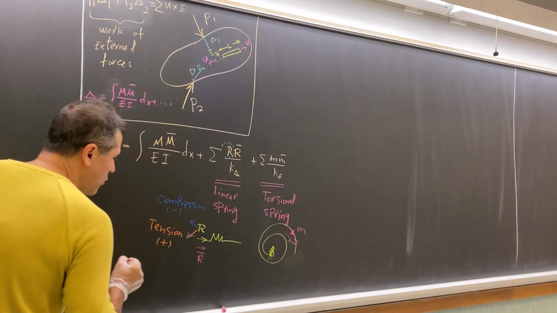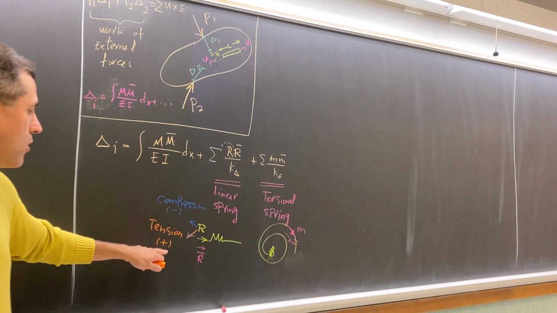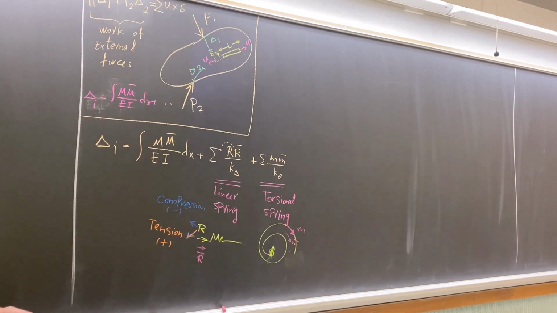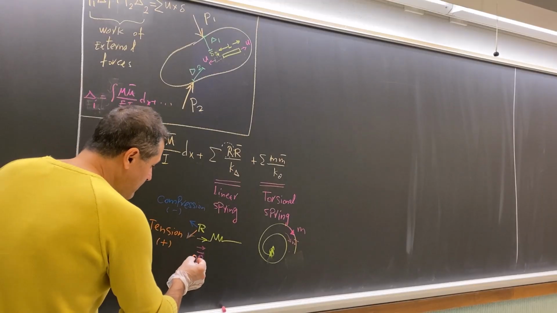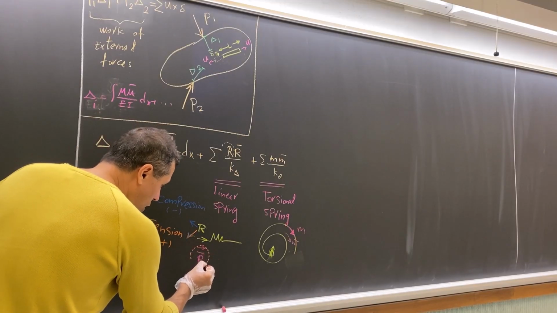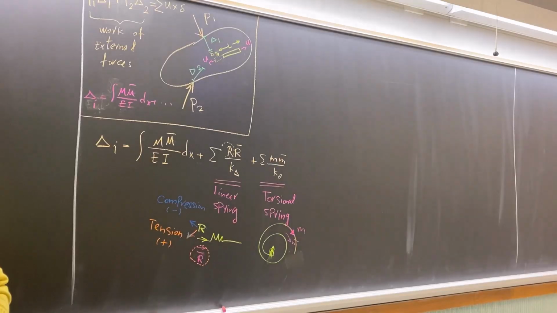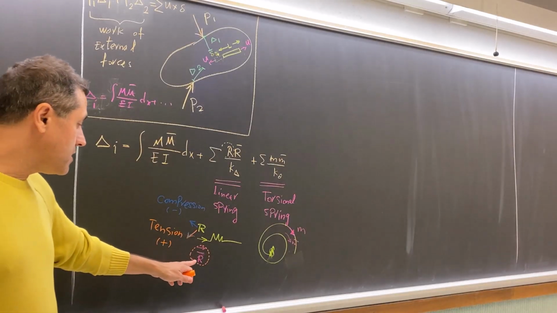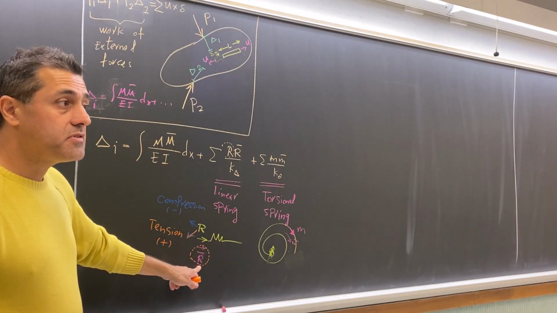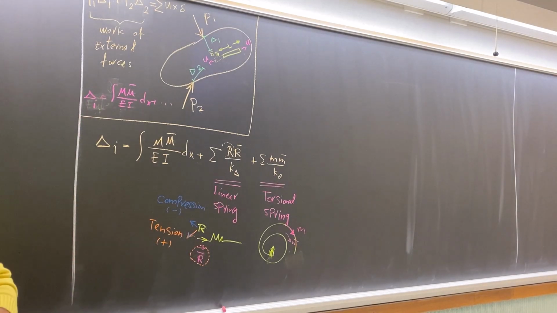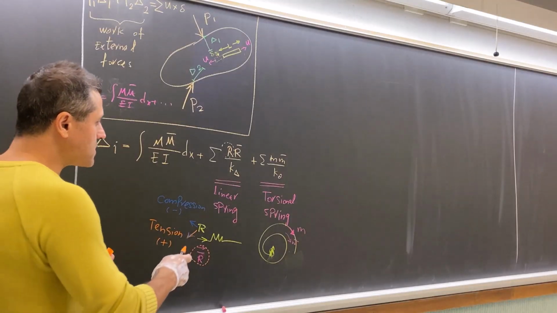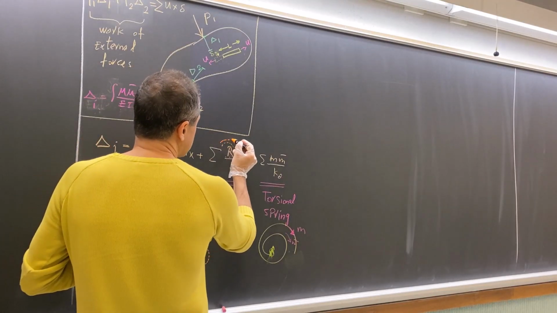And you already know why compression is negative, why tangent is positive. You already know that, right? So the same rule applies for R bar. If it is in compression, it is negative. If it is in tangent, it is positive. So you already know the sign.